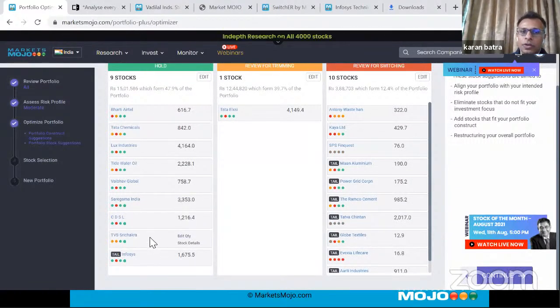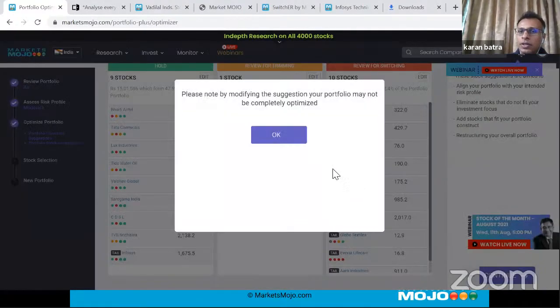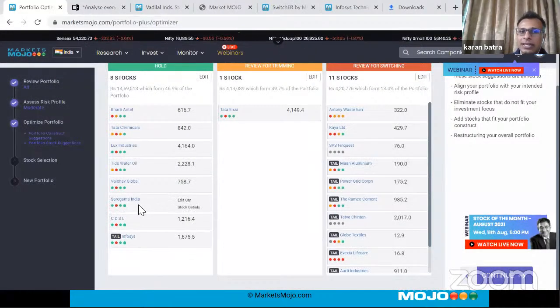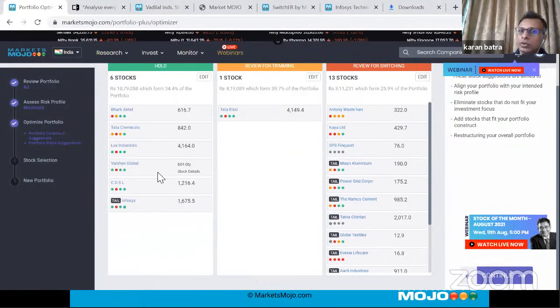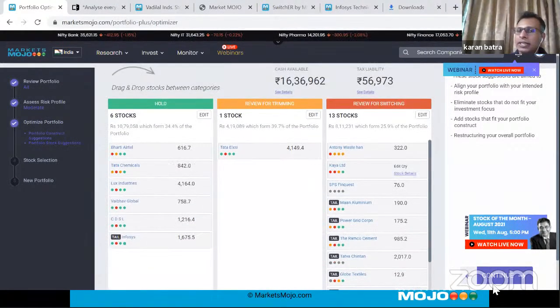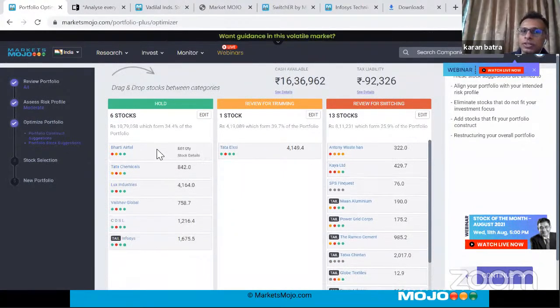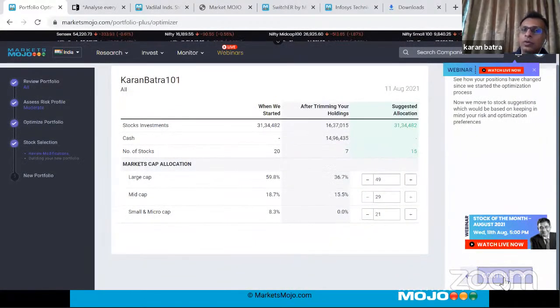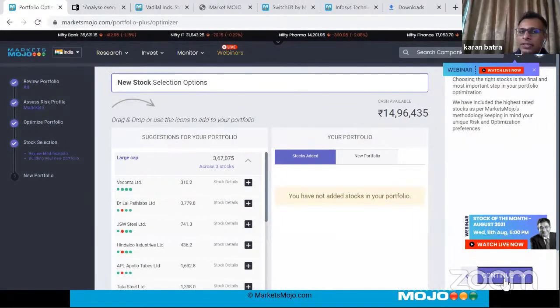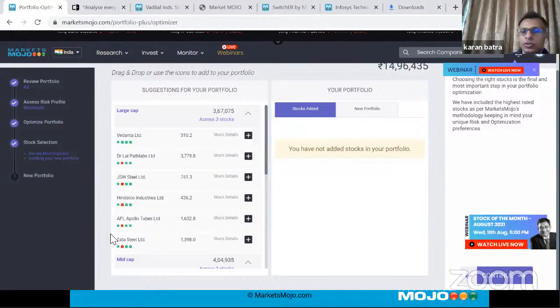But you can drag and drop them to the sell category. Then after this, you'll be left with only the good stocks. Once you go ahead, the cash which is generated will automatically be invested in good, high quality stocks. So let's say I put it here, and once I go ahead, my allocation will automatically change to the higher rated stocks. So this is one way you can change your holds to buys.